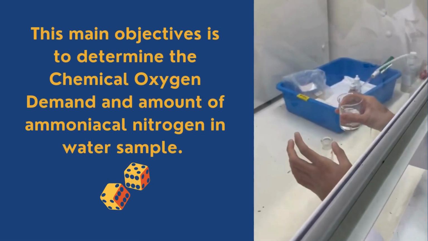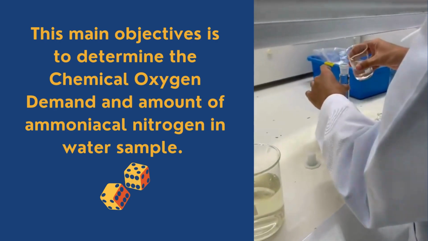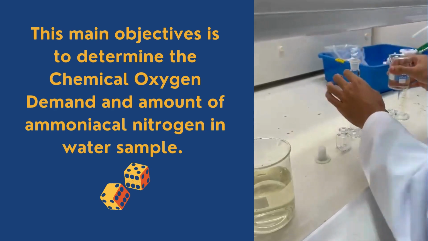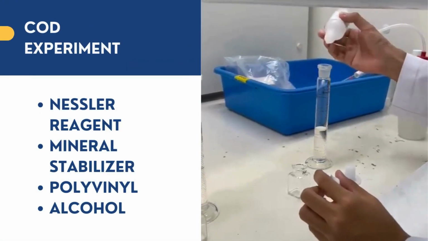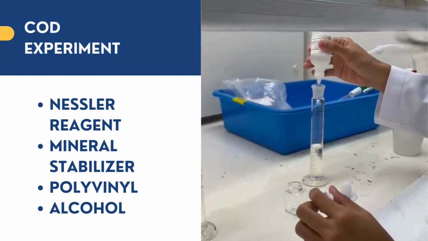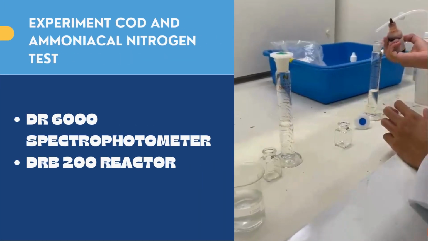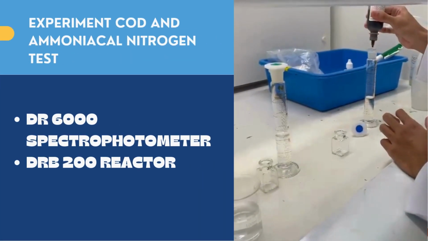The main objectives of this experiment are to determine the chemical oxygen demand and the amount of ammoniacal nitrogen in the water sample. For the ammoniacal nitrogen test, we need to prepare the sample by adding 3 drops of mineral stabilizer, polyvinyl alcohol, and Nessler reagent. After that, we will put the sample into the DR6000 for obtaining the ammoniacal nitrogen value.